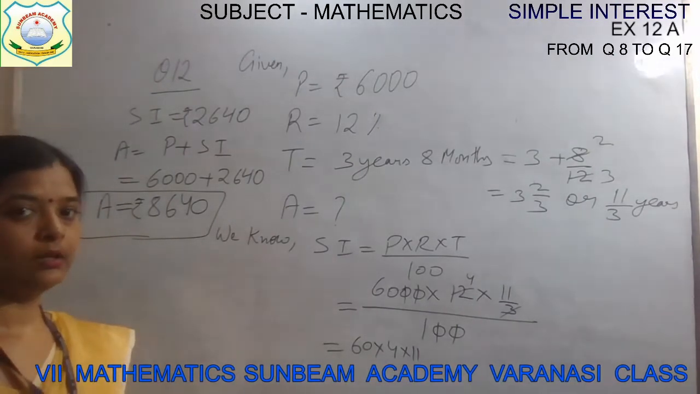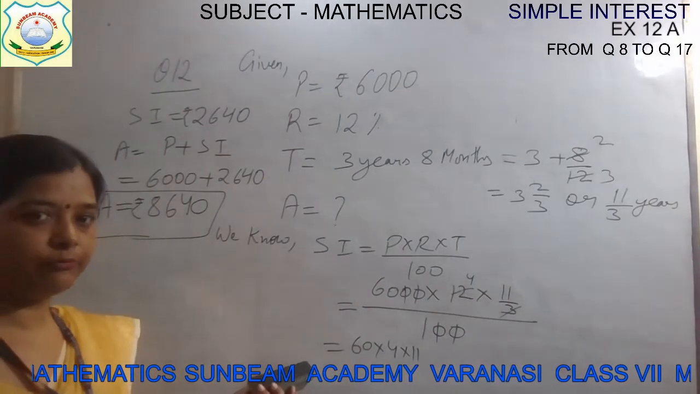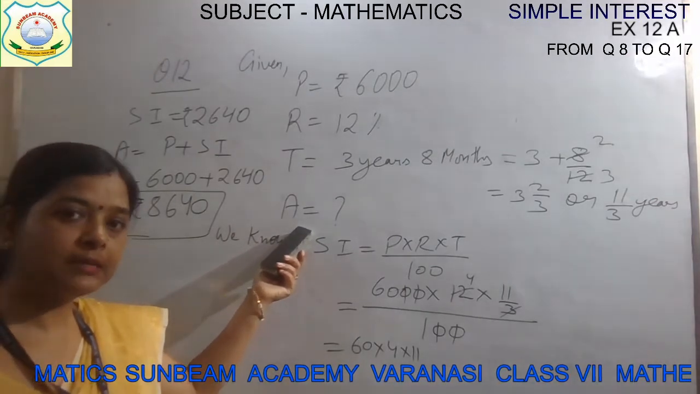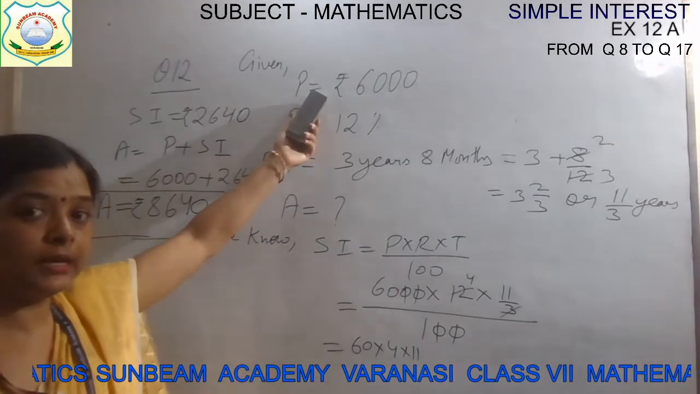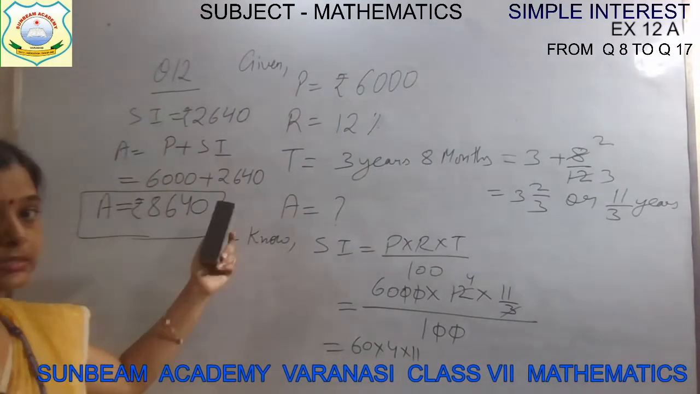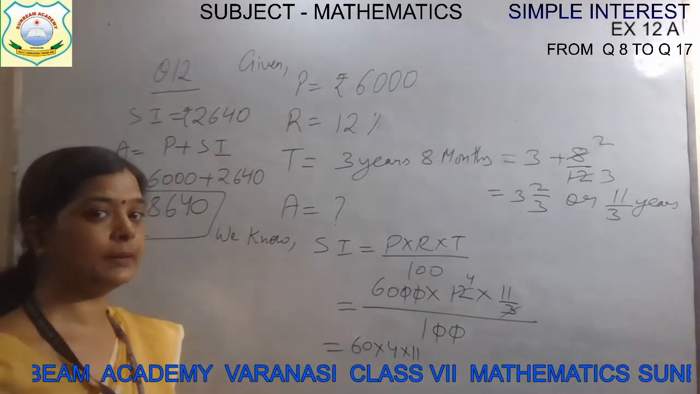Okay. Now let's move ahead with the next question. In this question we have to find the amount. So for amount we need principal plus SI. Principal we know already, so we have to find the simple interest and then add both. So this money she will return to the bank to clear her debt.